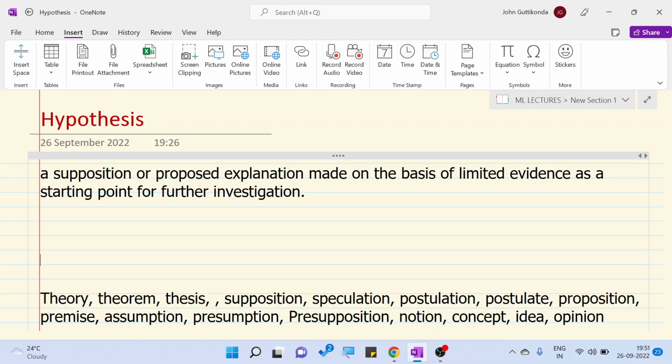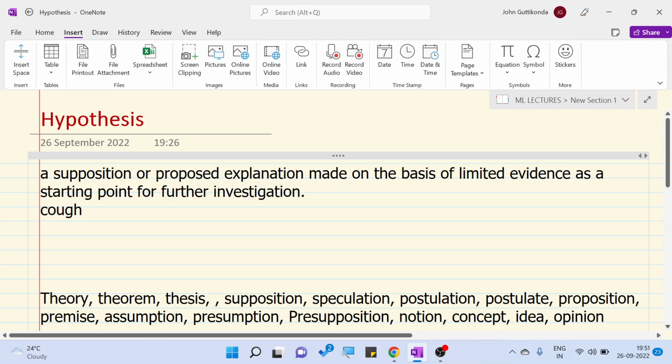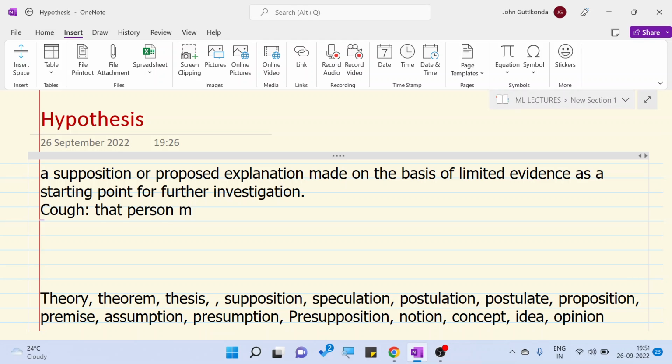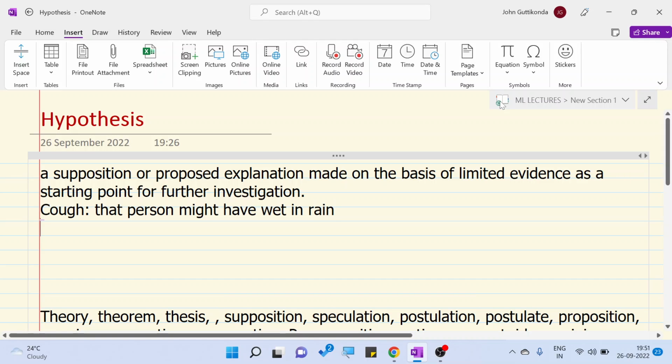In our daily course of life, we'll be having many hypotheses. Suppose somebody is suffering with cough. We immediately say that person might have got wet in rain. That is our hypothesis. That may be true or that may not be true. So it is something like an explanation.